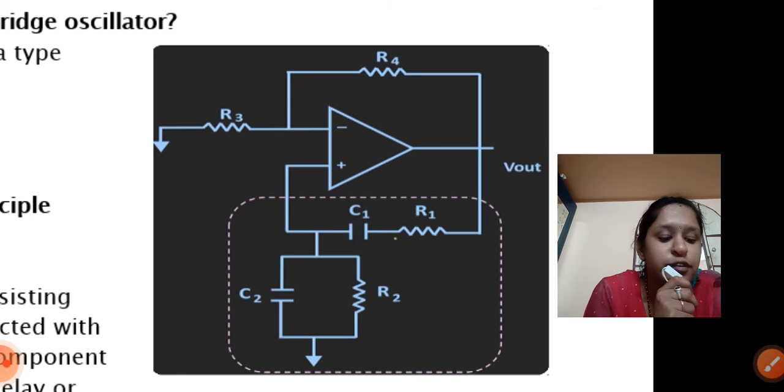The phase angle criterion for the oscillation is that the total phase shift around the loop is 0 degrees. This condition occurs when the bridge is balanced.